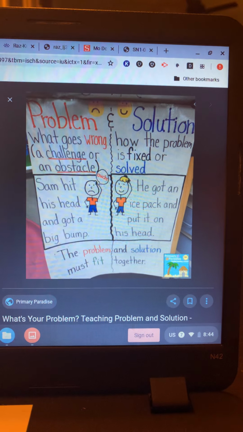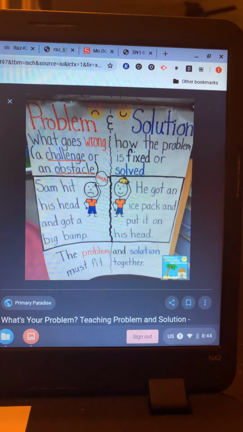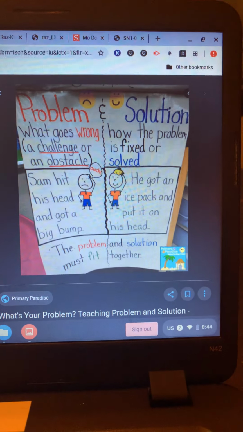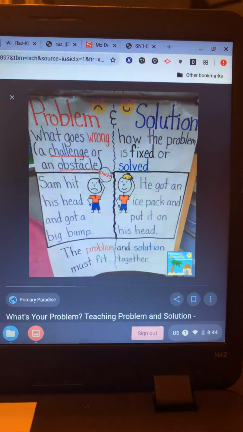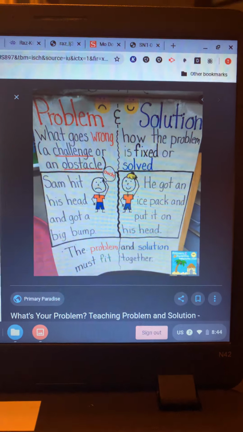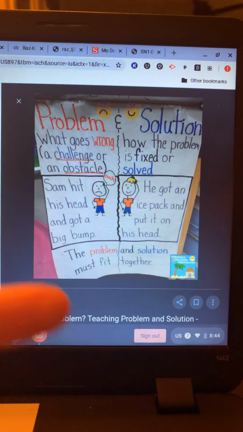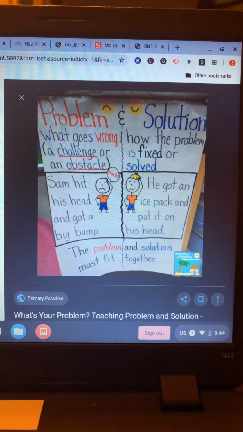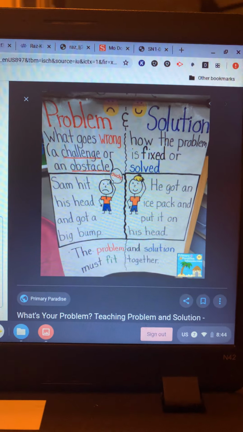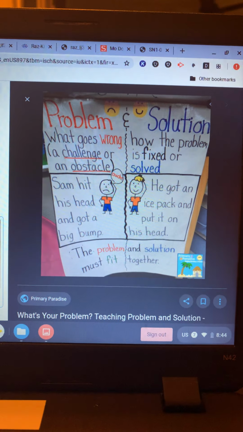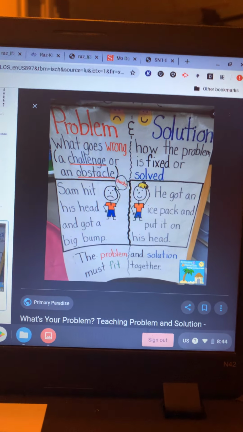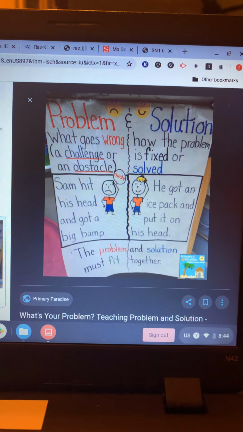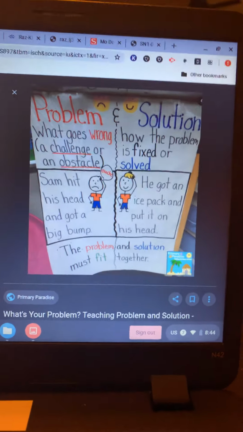And it tells us at the end, the problem and the solution must fit together. So your solution has to match whatever your problem is. So if our problem here is Sam hit his head and got a big bump, the solution couldn't be that he bought a blue shirt to go with his blue shorts. That doesn't go together. It doesn't have anything to do with the problem. The solution has to fix the problem. Okay, so we're going to do some practice work on the board behind me, and then I'm going to tell you what your assignment is in class today.